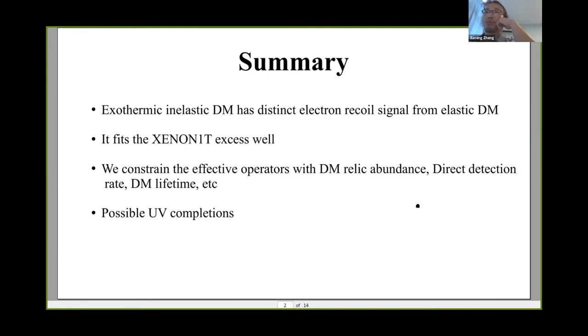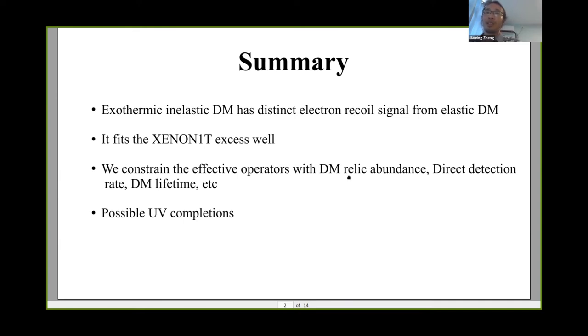So my talk will be on inelastic dark matter and its explanation for the recent Xenon1T excess. And this work was done with Professor He and his student Yucheng Wang. Yucheng Wang is recently also a postdoc of Shanghai Jiao Tong University. So here is a brief summary of my talk. I will show that the exothermic inelastic dark matter has very distinct electron recoil signal from the traditional elastic dark matter scenario. And it can fit the Xenon1T excess pretty well.